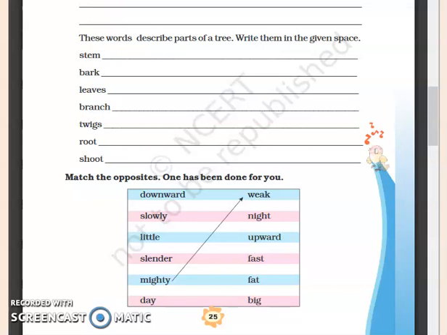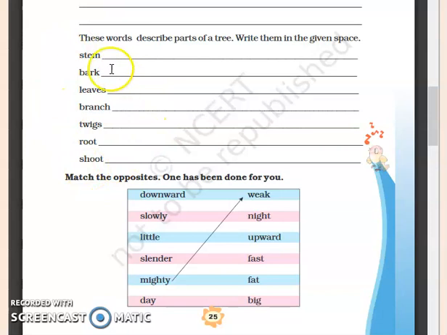Okay, dear students, so we will learn about the parts of a plant or a tree. You have to describe these parts of a plant or a tree. So we will discuss this. These words describe parts of a tree. Yes, these show the parts of a tree. Okay, write them in the given space.